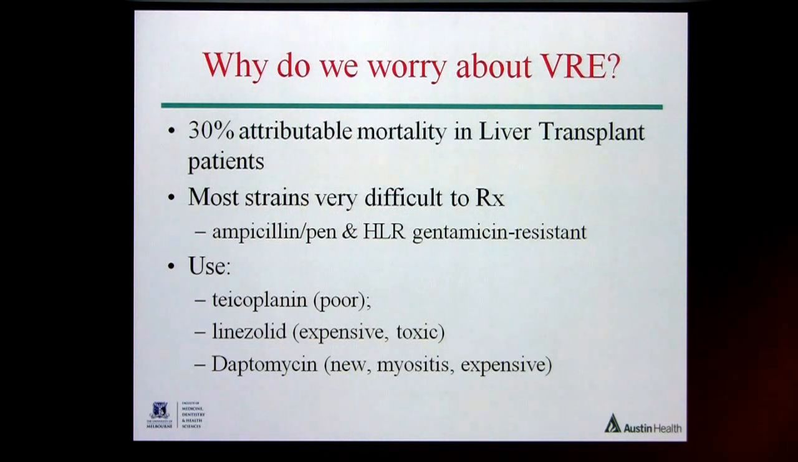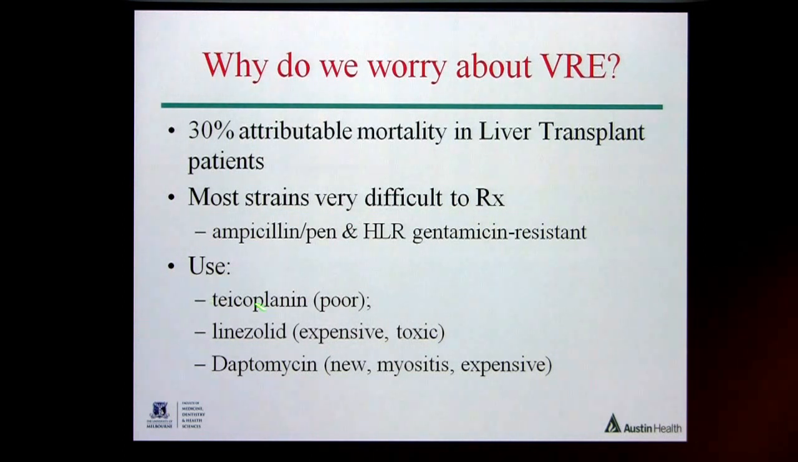And amongst that population, at least, there's a 30% attributable mortality to VRE. Most strains are pretty difficult to treat. They're often resistant to standard drugs, as I mentioned already, ampicillin, penicillin, and they're often high-level resistant to gentamicin. So the synergy that we would usually get with a combination of a cell wall active agent like penicillin and something that's going to work on the ribosome like gentamicin is not available to you to try and cure the patient.